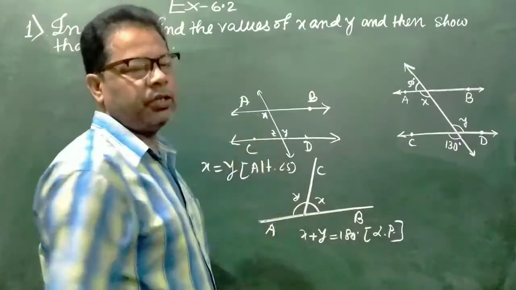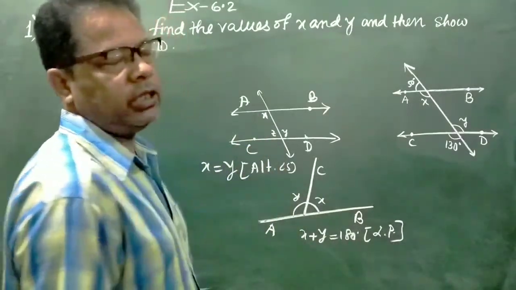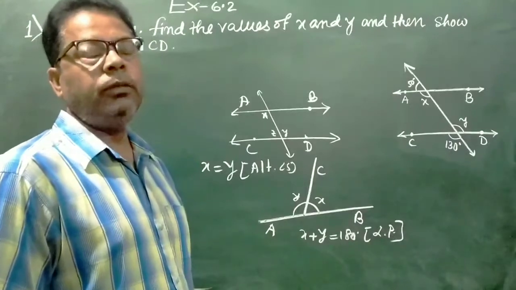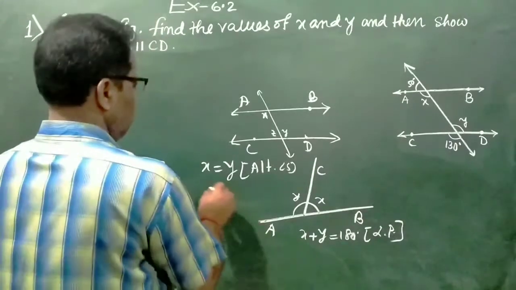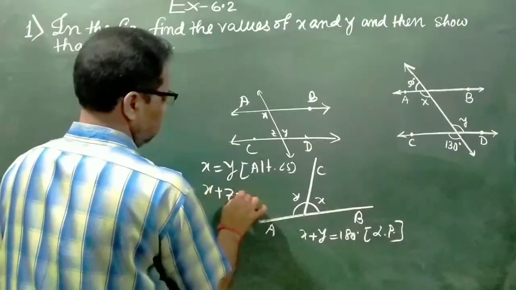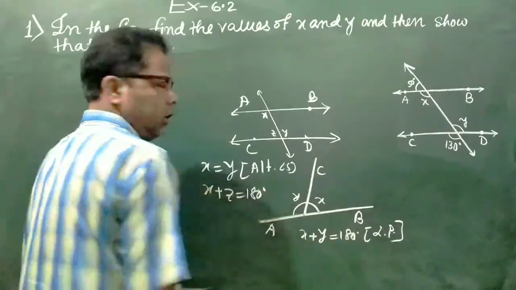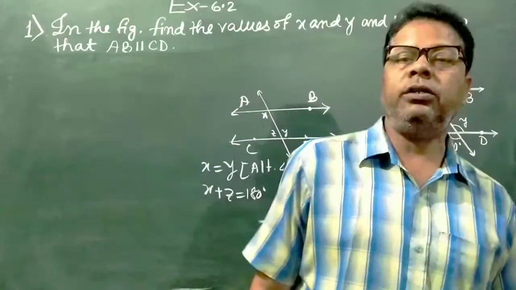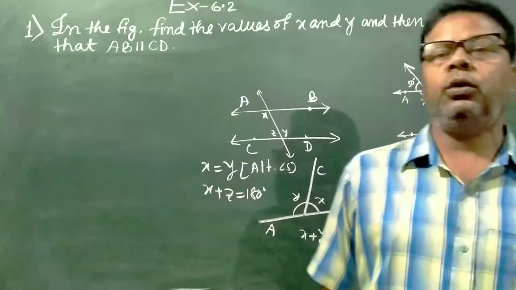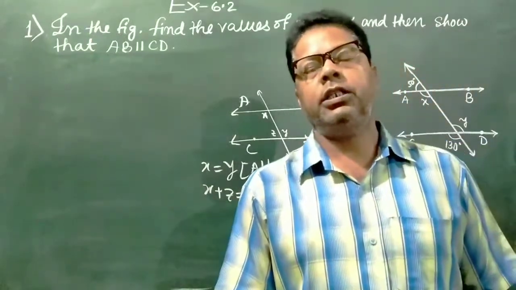X plus z, the sum of these two angles, is going to be 180 degrees. That is called the sum of two co-interior angles. X plus z is 180 degrees. These two angles are called co-interior angles. So the sum of two co-interior angles is equal to 180 degrees.